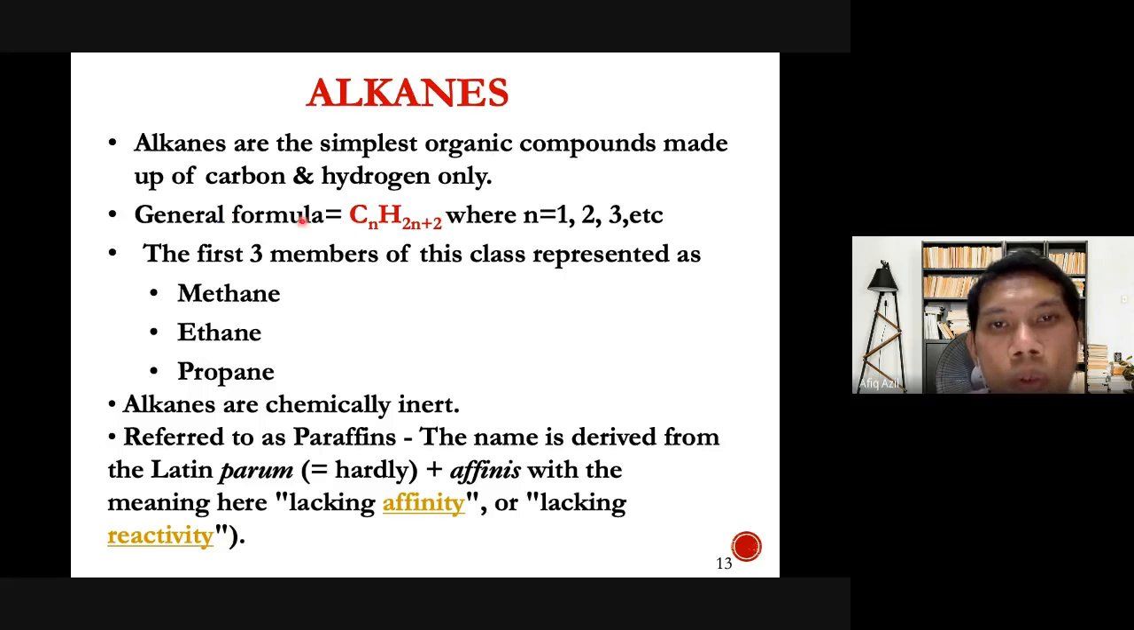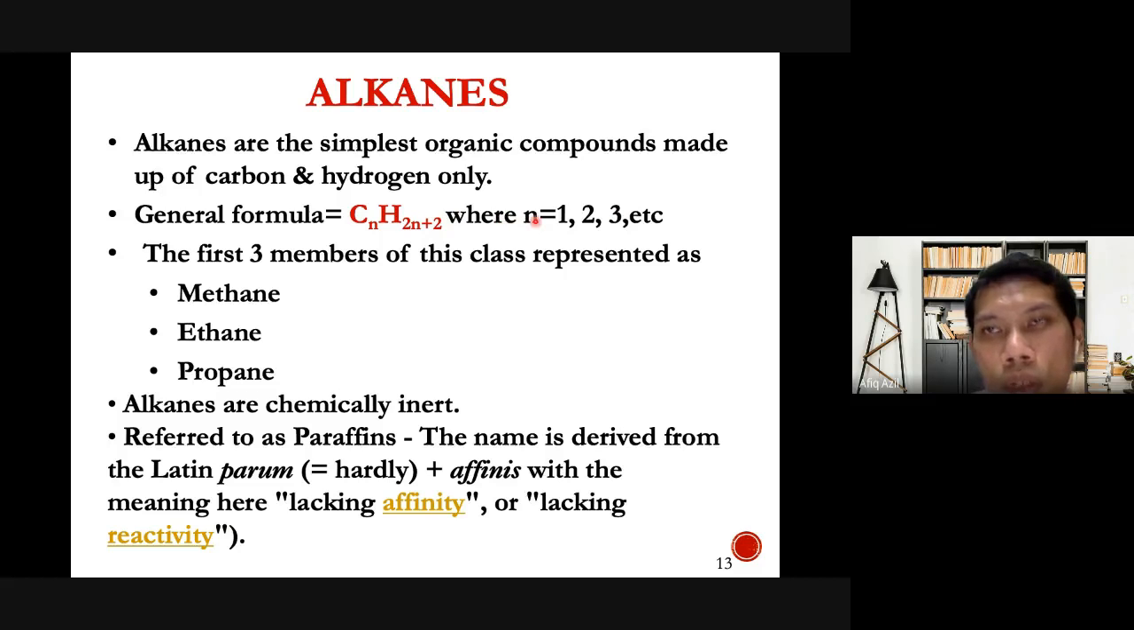So the general formula is CnH2n+2, where n is the number of carbons, an integer 1, 2, 3, 4, and so on. Let's say there is one carbon. If you put it in the formula, C1, normally we don't write the 1, so it's just C. H is 2 times 1 plus 2, so that will be 4. So there will be CH4.